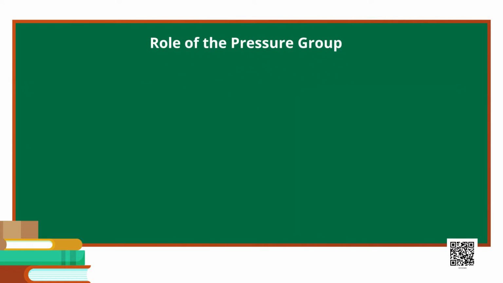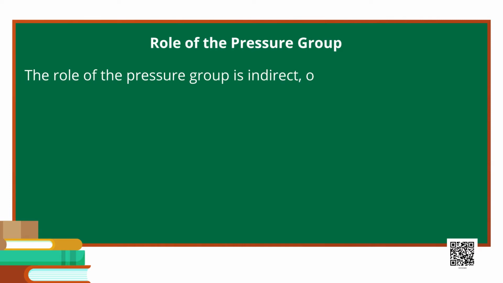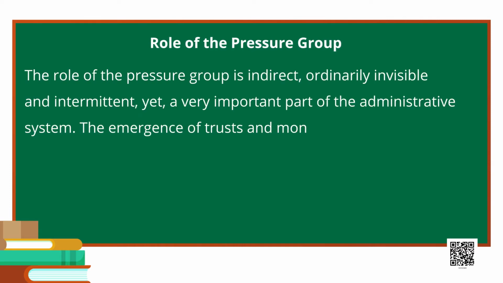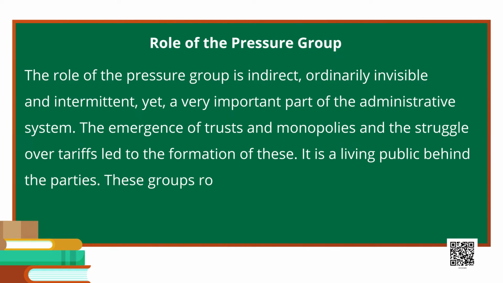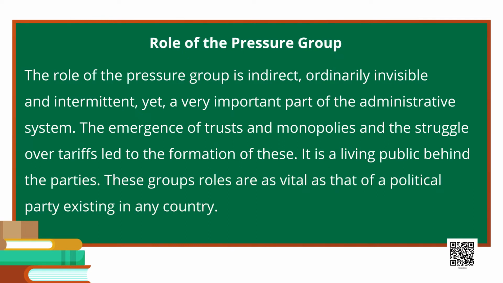So, what is the role of these pressure groups? The role of pressure group is indirect, ordinarily invisible and intermittent, yet a very important part of the administrative system. The emergence of trusts and monopolies and the struggle over tariffs led to the formation of these. It is a living public behind the parties. These groups' roles are as vital as that of a political party existing in any country.